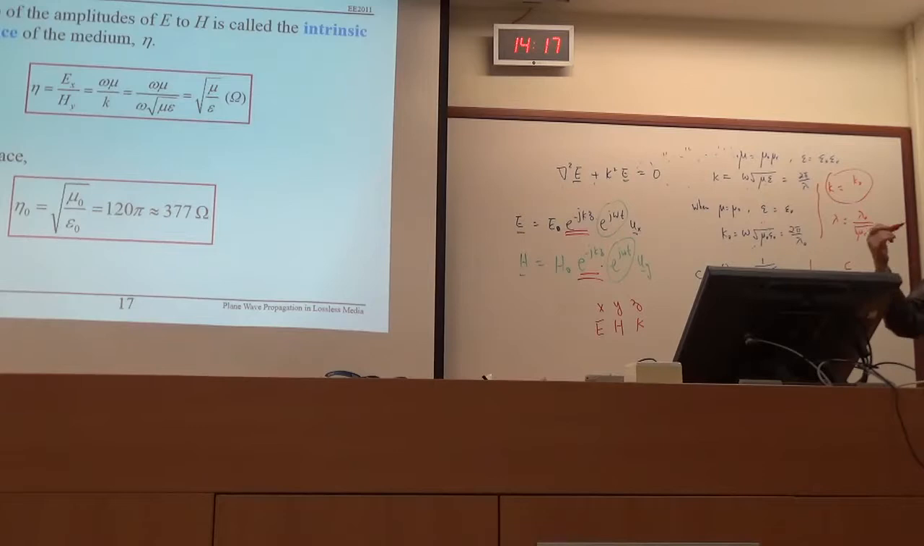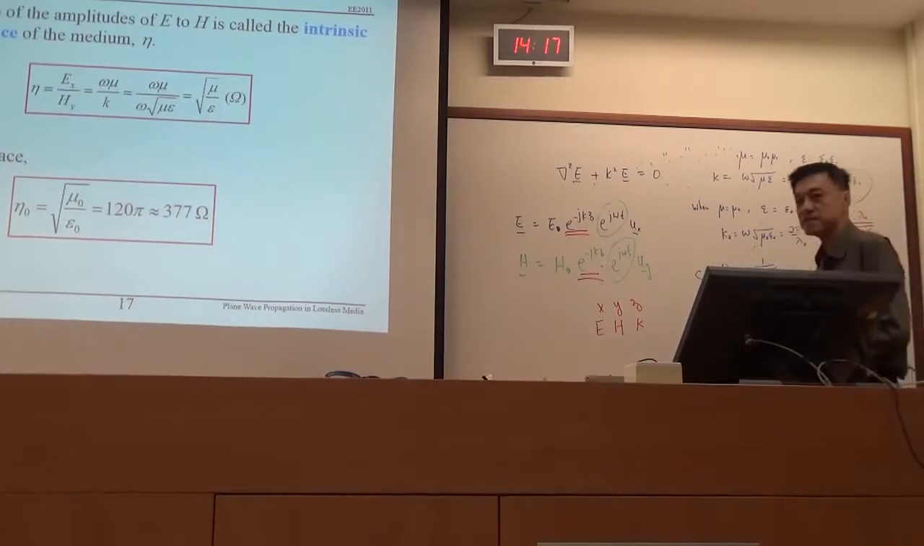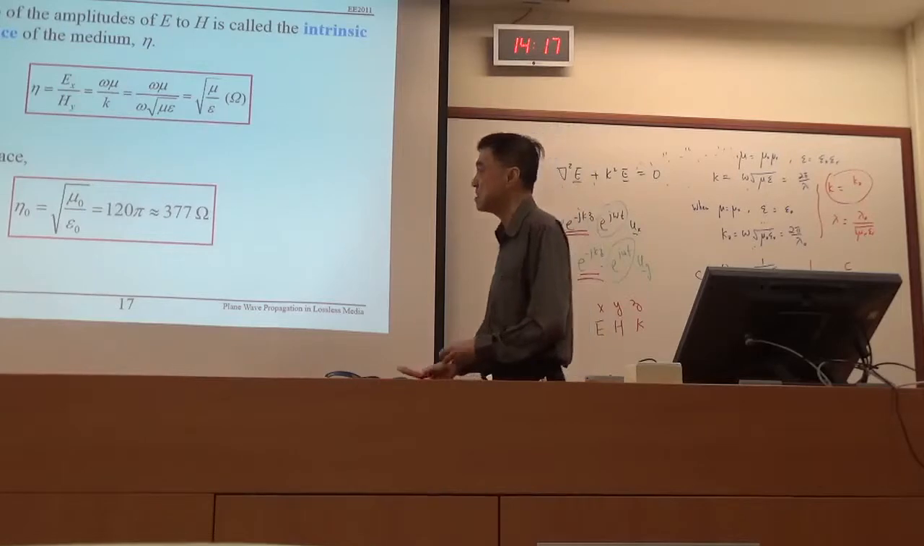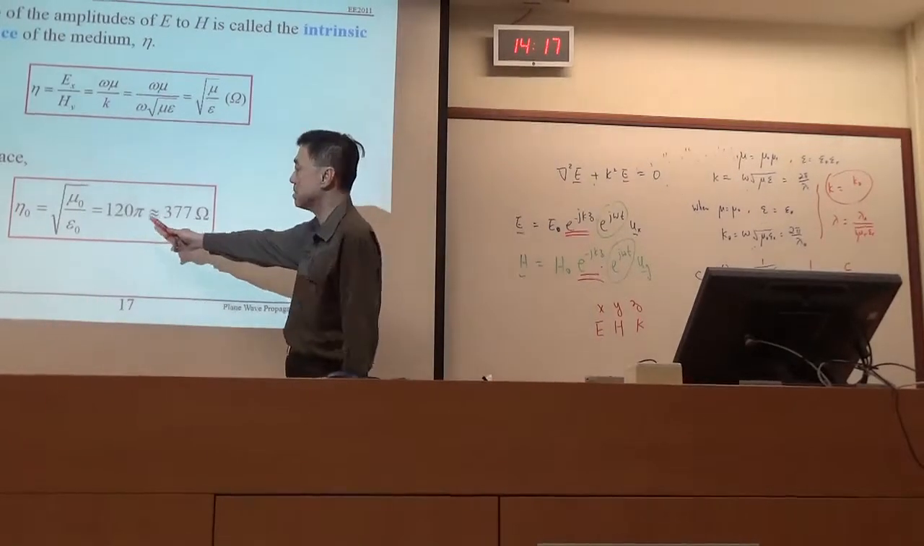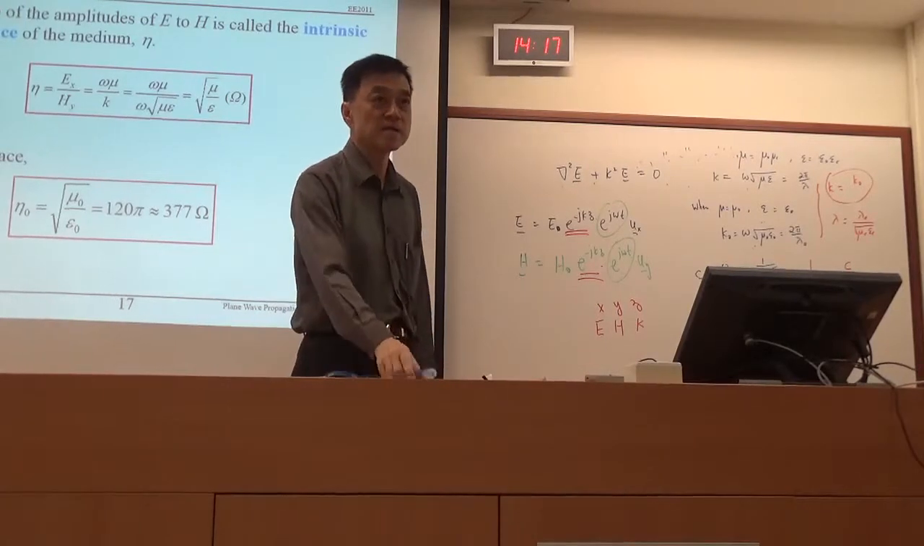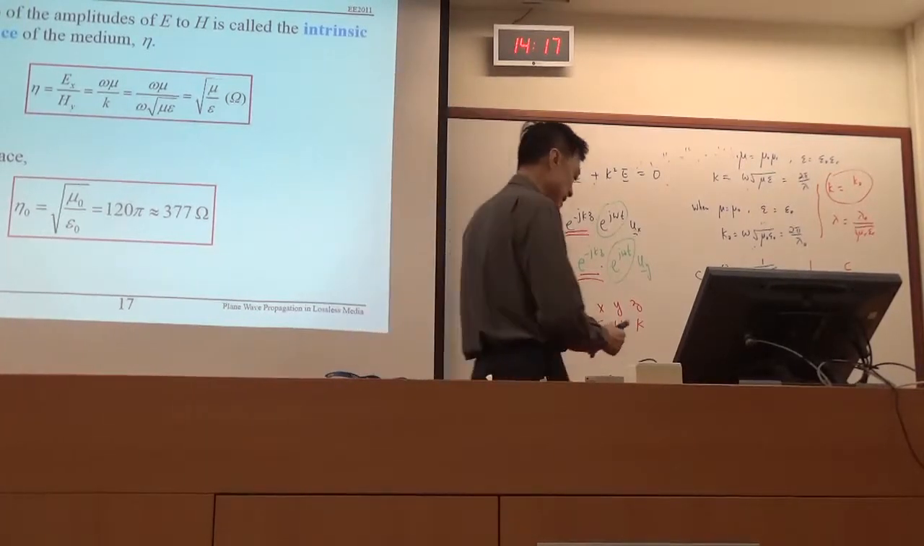Alright? And when mu is equal to mu naught, epsilon equal to epsilon naught, then zeta naught is equal to the square root of mu naught over epsilon naught, which is equal to 120 pi, or 377 ohm. Some people call this 377 ohm, which is approximate, because this is more like 120 pi. Now, why 120 pi?